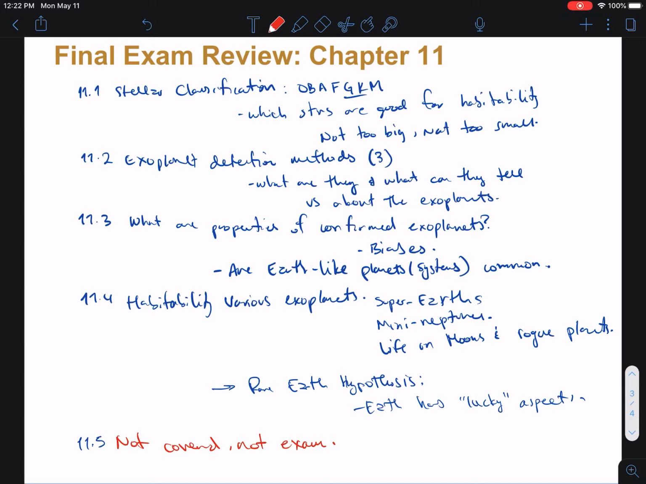And then Chapter 11 really focused on exoplanets and other star systems and where we might find life in those other star systems. So 10 and 11 go really well together. Up until this point in the semester, we've looked a lot at where we could find life in our own solar system, and 10 and 11 do a really good job of explaining where we might find life in other solar systems.